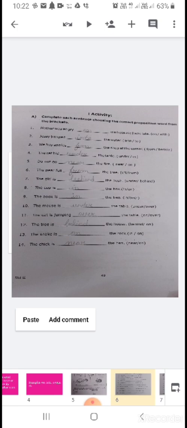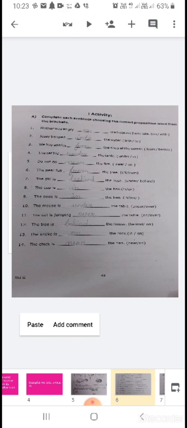Next, Jesse jumped dash the water. Jesse jumped into the water. Next, we buy apples dash the shop at the corner. From or beside, it's from. Fourth, the cat hid dash the table. Under or in? Of course, under the table. How will she go in the table? So the answer is under the table.